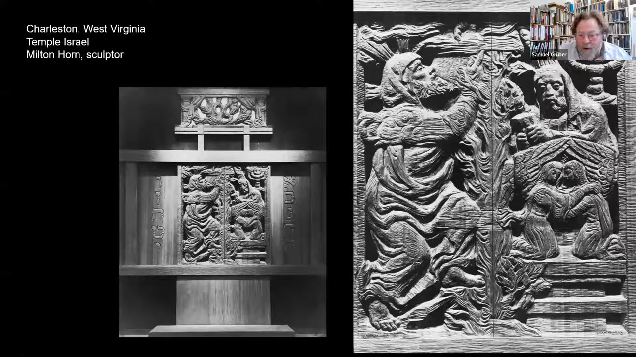And in that way, it's no different than the breastplates, the shields that we saw on the Torahs from the 18th century with Moses and Aaron as full figures. It's just that now on the front of this ark and Milton Horne's ark, they're front and center. This is carved in wood. And I want you to keep that in mind because we're going to look at some more wood carving.